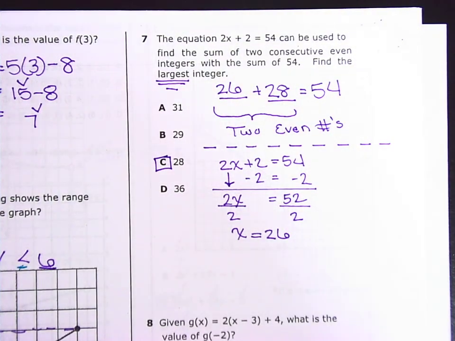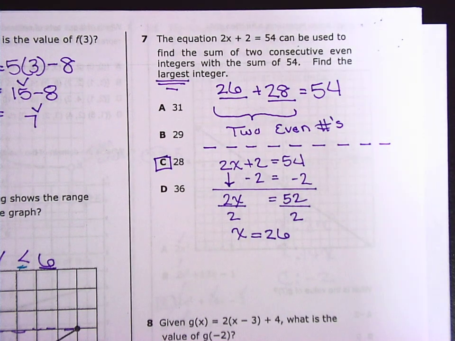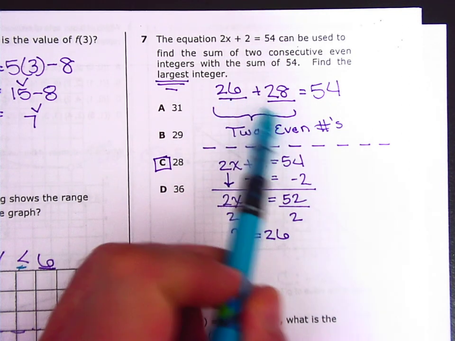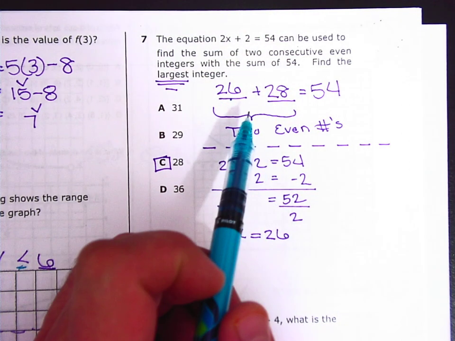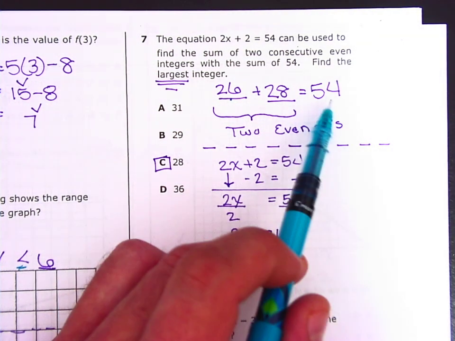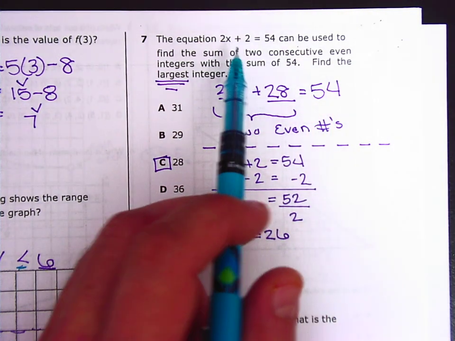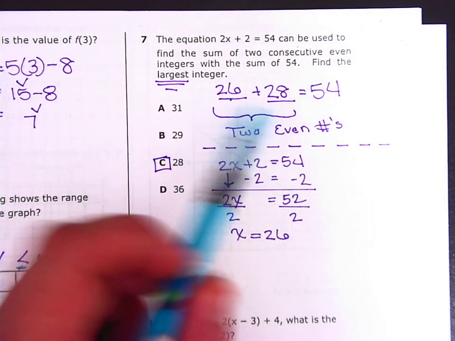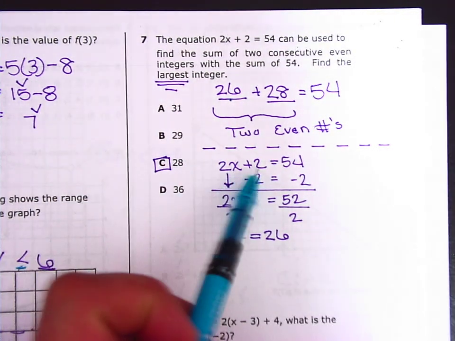Number 7 now. It says the equation 2x plus 2 equals 54 can be used to find the sum of 2 consecutive even integers with the sum of 54. Find the largest integer. Before I filled in my answers, I basically had 2 blanks: a blank number plus another even blank number. I didn't know what they were at first. They were unknown, and I knew that they equaled 54. They went ahead in the story and gave me the equation to find x, which is the first of these 2 even numbers. So 2x plus 2 equals 54.